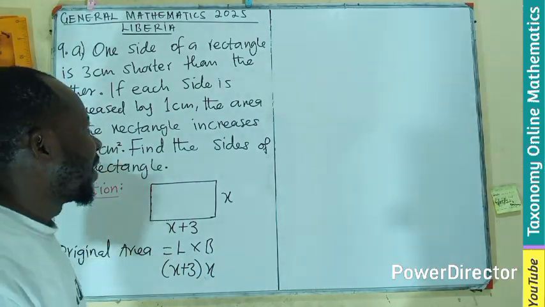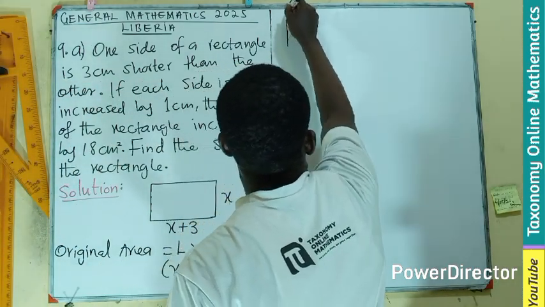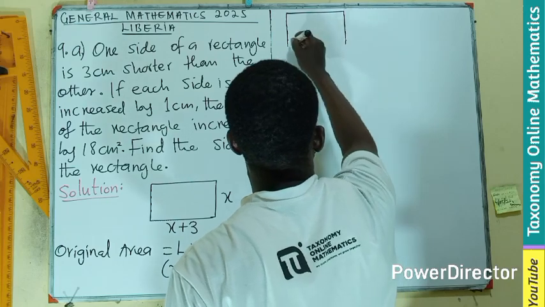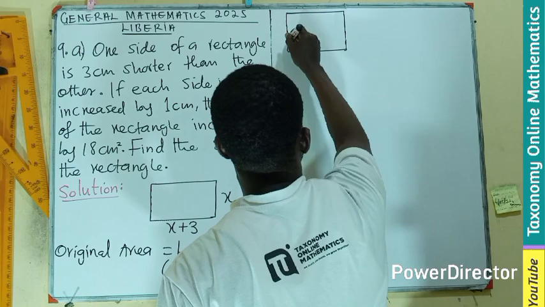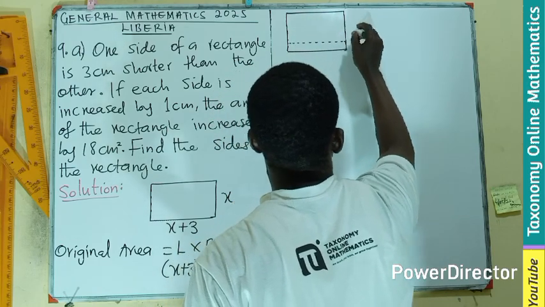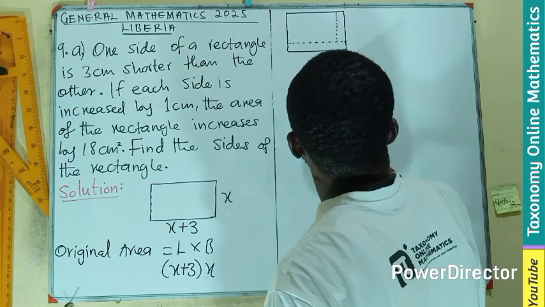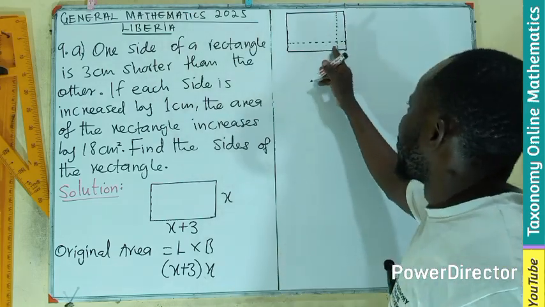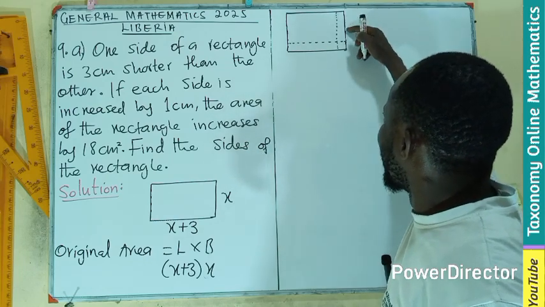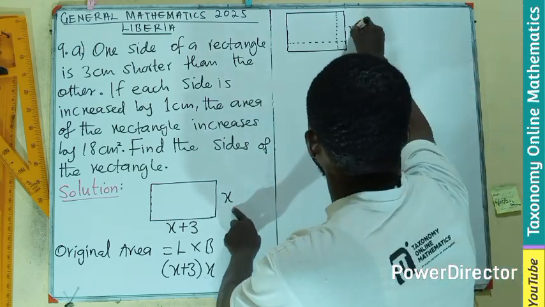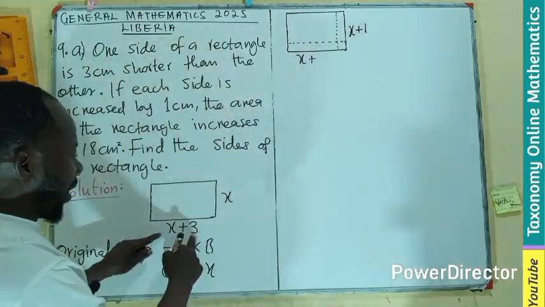Then, when the sides are also increased, I think this is what we have. We have increased this side by 1 centimeter. Then this side will also be increased by 1 centimeter, meaning it will become x plus 1 centimeter. Then x plus 3 plus 1.